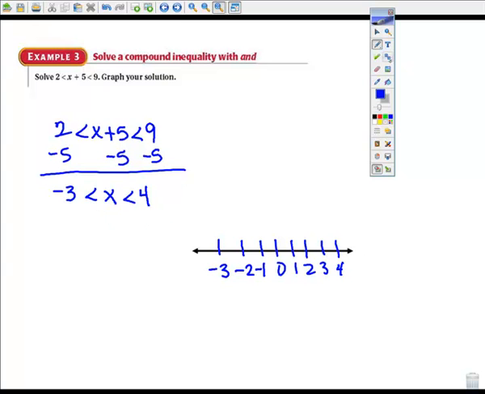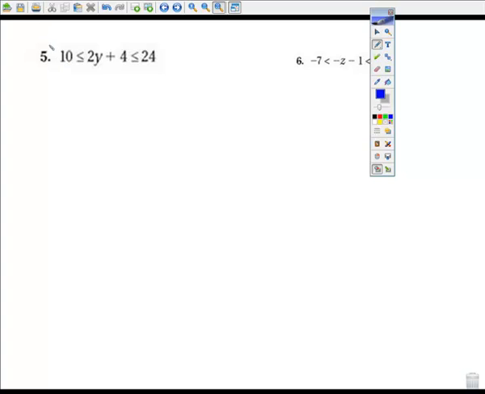And both of them have an open circle. Negative 3, positive 4, shade in between. Let's try a couple more.